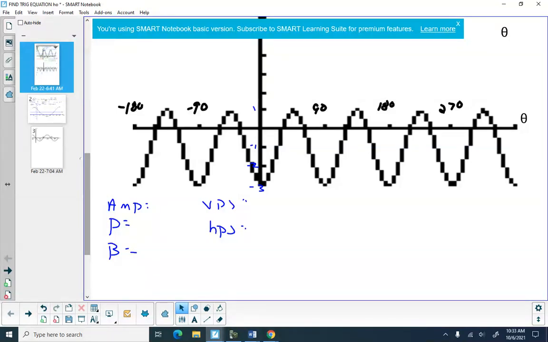You're still trying to find all this information. Amplitude, period, vertical phase shift, horizontal phase shift. But we have a B value we have to consider now. So draw on your prime axis, equal up, equal down. Determine what the amplitude is. Find the amplitude. Check those with somebody around you.